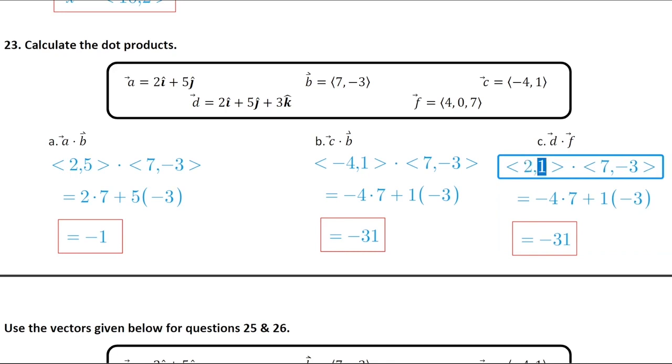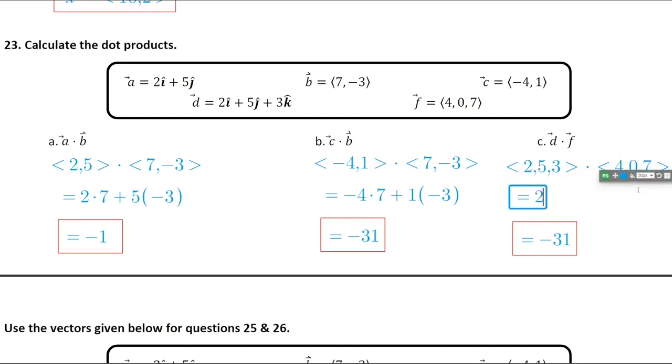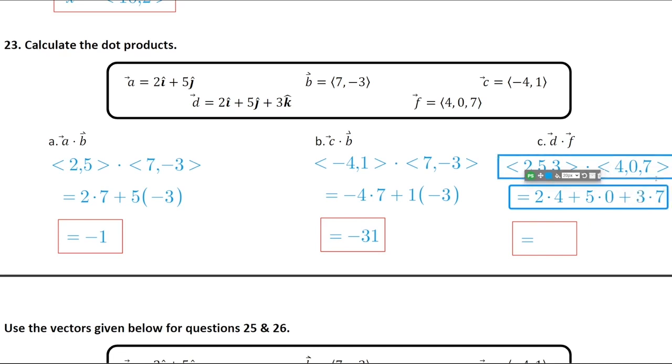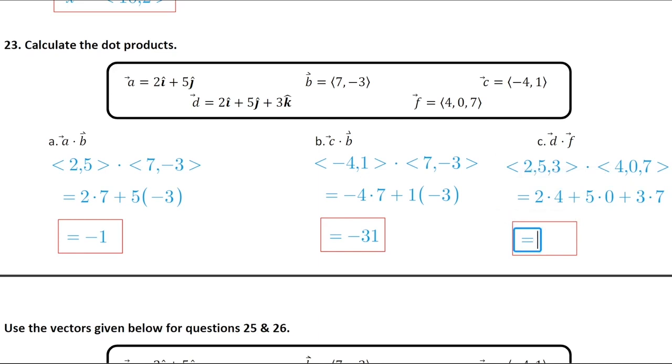So we've got 2, comma 5, comma 3, dot 4, 0, 7. Make sure all that looks good. Yep, okay, so we've got our first components, 2 times 4, plus the product of our second components, 5 times 0, plus the product of our third components, 3 times 7. So that would be 8 plus 0 plus 21, which altogether would be 29.